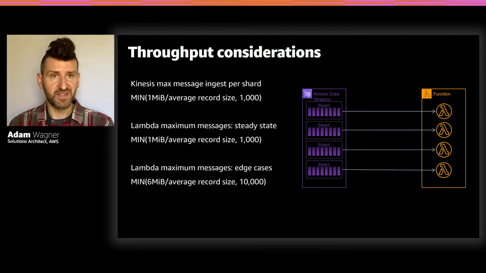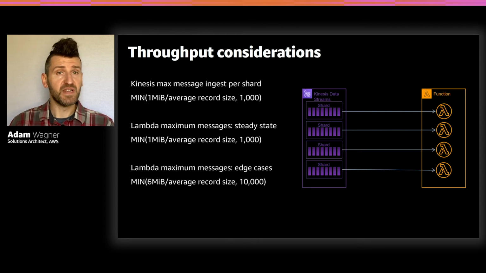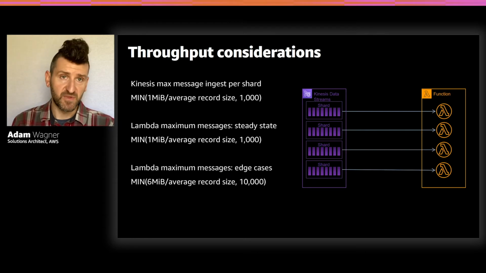So, it holds that in most situations, that's going to be the limit of what your Lambda function is going to be trying to process. But there are edge cases where your Lambda function could take more messages and more data. And so those max limits are 6 megabytes from a size perspective, which is the most that a Lambda function can take in on a synchronous call. And 10,000 records is the maximum number of records that you can set in your batch size for the Lambda service to deliver to a single Lambda invocation.